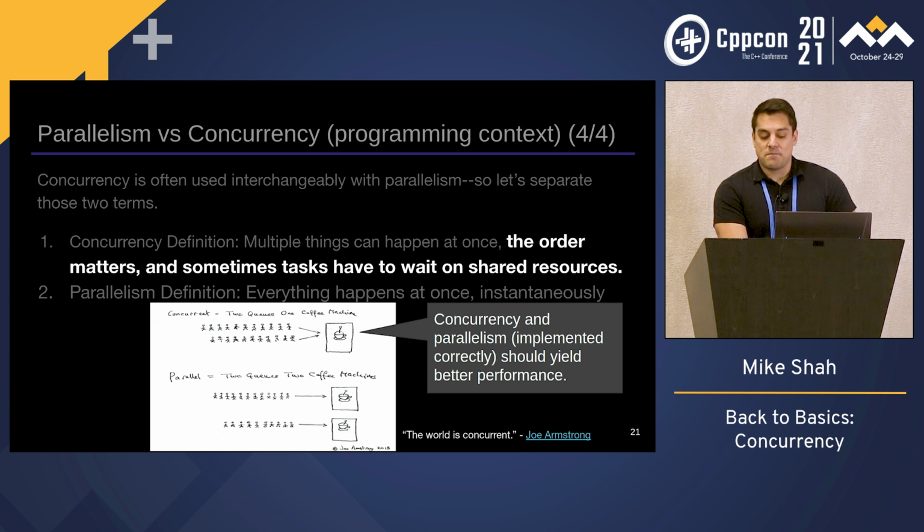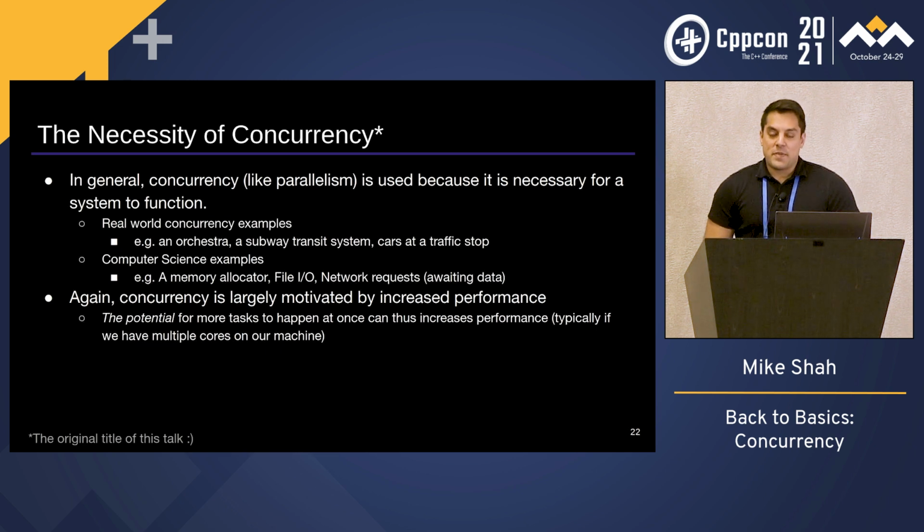Okay, and concurrency and parallelism, implemented correctly, should yield better performance in most cases. But beyond performance too, sometimes there's just a necessity to concurrency, in how we model some problem. Just to give some real world examples, I like to think of an orchestra, a subway system, cars at a traffic stop, and those will be some of the analogies that I describe. But to bring this back to computer science, sometimes we think about a memory allocator. That's something where we're sharing resources, memory, and maybe we can hand out multiple chunks of memory at a time, but we have to think about how we organize that. Also file input-outputs, network requests, where we're maybe waiting on data, but we could be doing something else. These are some things that we want to think about. And again, concurrency is largely going to be motivating us from a performance perspective. At least that's how I'm approaching it today.